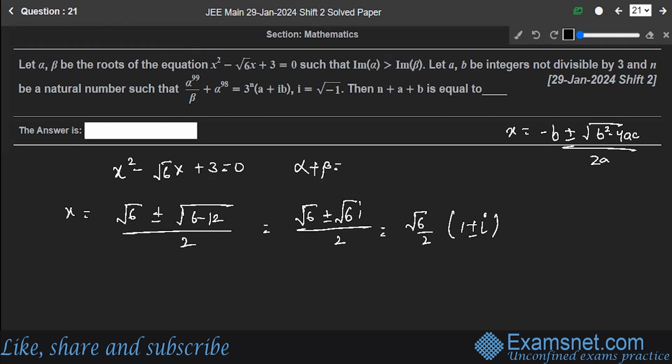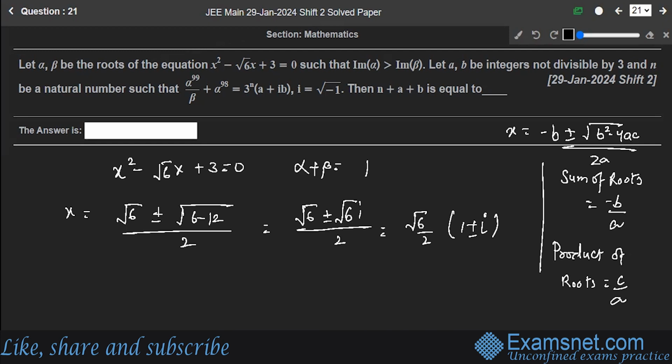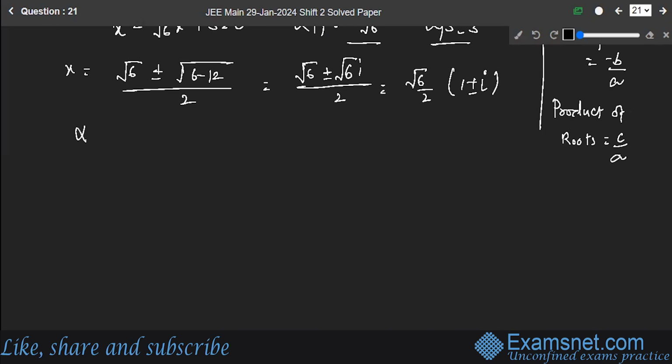Now, you are given that alpha and beta are the two roots for this equation. That means the sum of the roots is minus b upon a, and the product is c upon a. So according to that, the sum is equal to root 6 and the product is equal to 3. Now from here you have x value as this. That means these are the two roots. Alpha will be taken as root 6 upon 2, 1 plus iota, and let's take beta as root 6 upon 2, 1 minus iota.